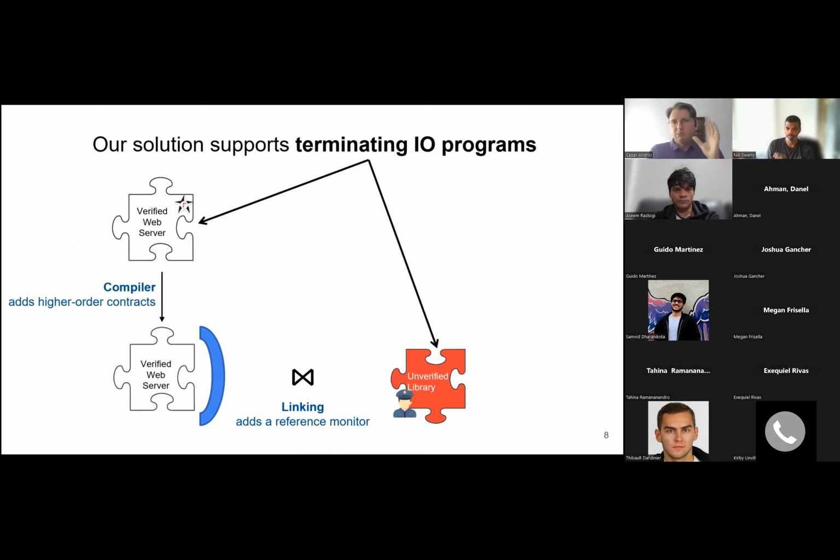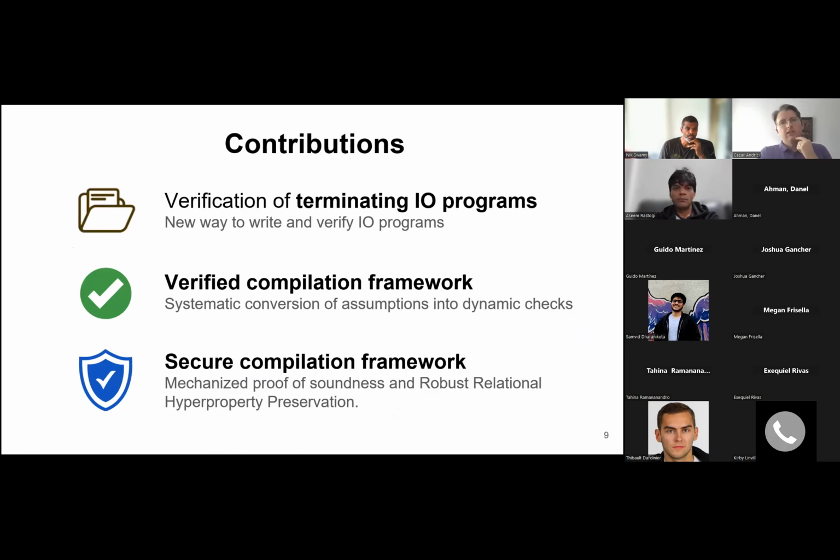So that was the high-level picture. In this work, we managed to do this for terminating IO programs. And here by IO, we mean the effect IO, in the sense that we can open file descriptors, close them, read from them, open sockets. We plan to add other effects such as non-termination, state, and exceptions in future work. And the contributions of this work is also that we introduce an actual way to verify terminating IO programs.